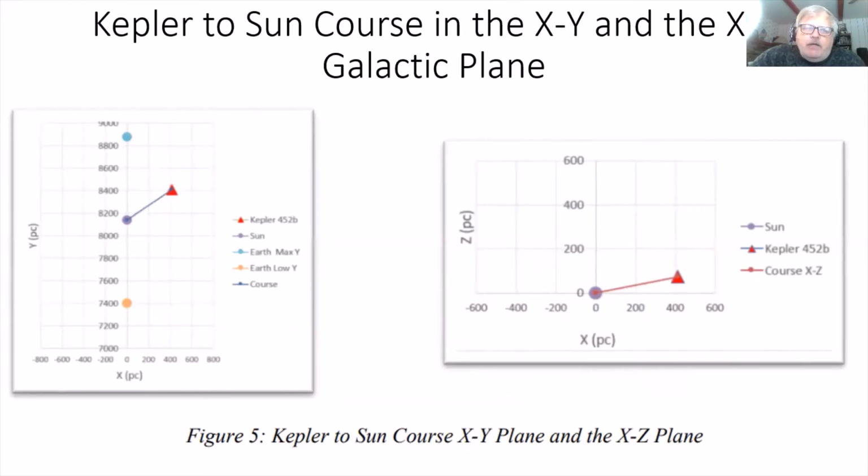Then if you plot that, you can see the course between the sun and the Kepler, and you see sort of the ranges there. This is the z-axis, this is the xy axis. So you can actually come up with a pretty good plot of where to aim your spaceship in order to get from 452b to the sun using these numbers.